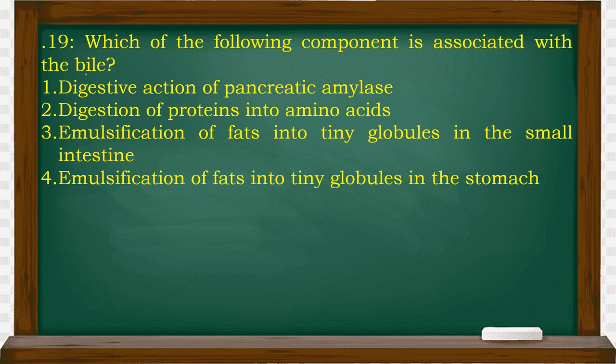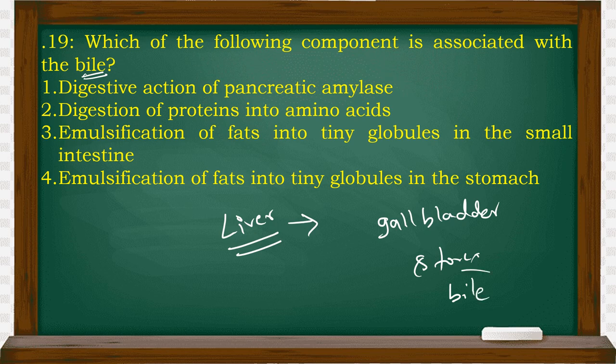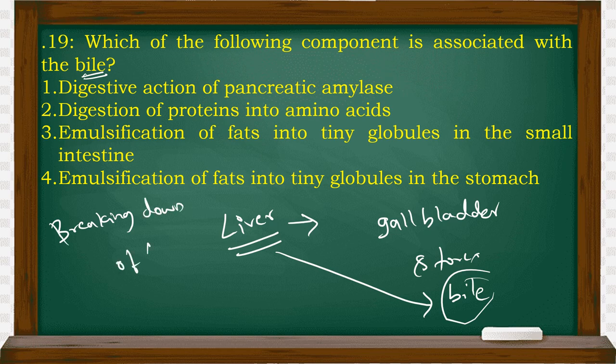The question is about the bile juice. So bile juice is a substance that is secreted from the liver. Liver produces bile juice, and it transports the components into the gallbladder. Gallbladder stores bile juice, whereas liver secretes bile juice. The major function of this bile juice is that it helps in the process of breaking down fats into fatty acids. So bile juice is secreted by liver, and it is stored in the gallbladder, and the major function of the bile is to break down the fats into fatty acids.